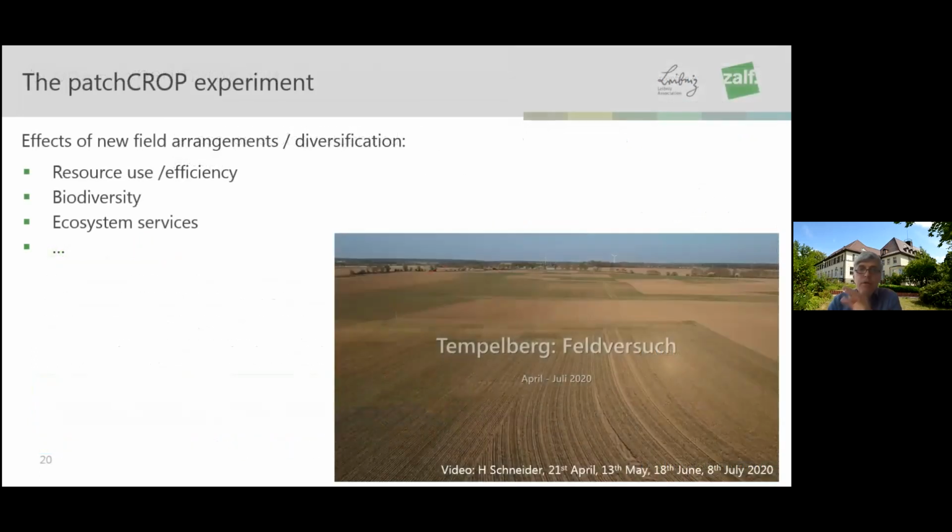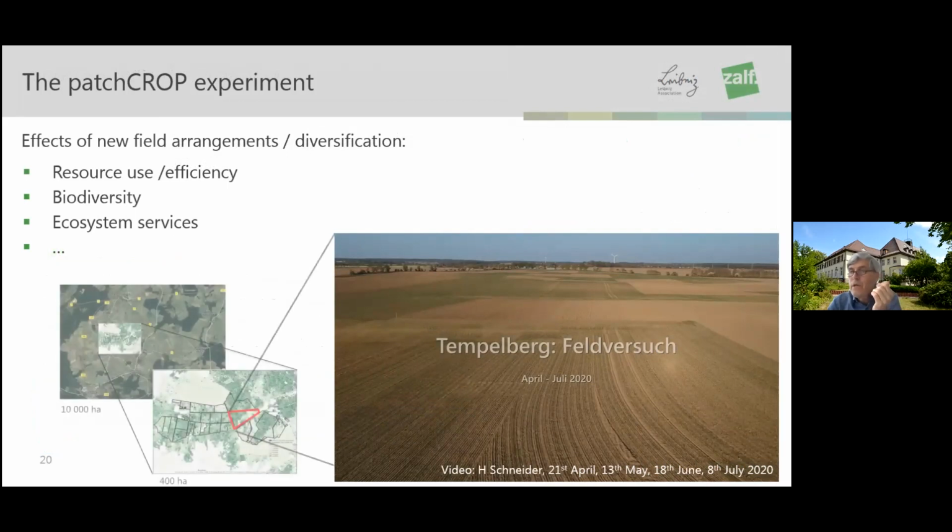This is an image that you have already seen. We have set up that experiment last year, testing the effects of new field arrangements, in particular the effect of crop diversification in combination with new field arrangements, hypothesizing that this has a positive effect on resource use and resource use efficiency, on ecosystem services and biodiversity.